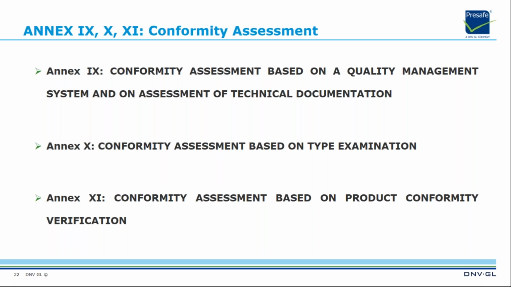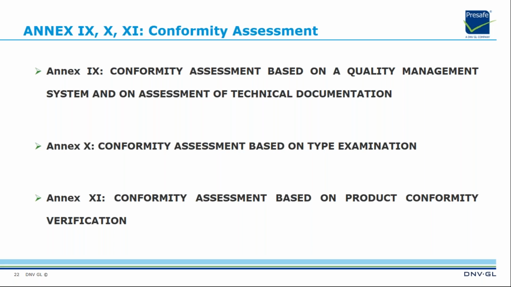The next annexes are Annex 9, 10, and 11, which are about conformity assessment and routes that a manufacturer can use for conformity assessment. Annex 9 is about conformity assessment based on a quality management system and on assessment of technical documentation. It means the manufacturer must provide a technical file, technical documentation, and implement a quality management system based on ISO 13485 edition 2016. After that, they can apply for CE marking. So both of them are required.